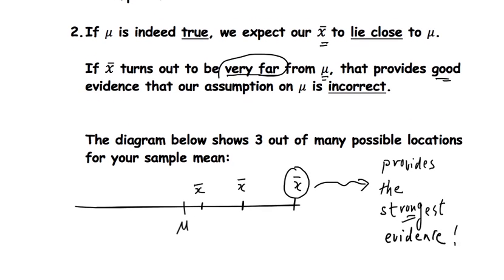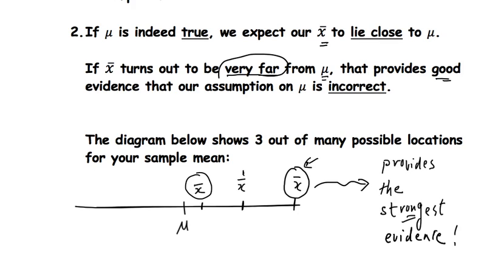Let's take a look at a simple diagram to illustrate the logic. It's very simple. So in reality, in real life, you only take one sample. You only have one sample mean because conducting even one sample is very expensive. But you don't know where your sample mean will end up. Is it going to be close to mu like this one? It's pretty close. Or it could be in this location. It's a little bit far. Or it will be very far from mu.